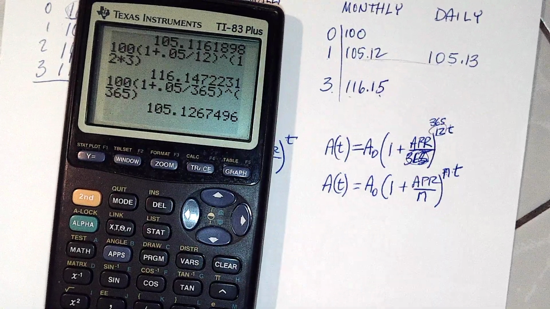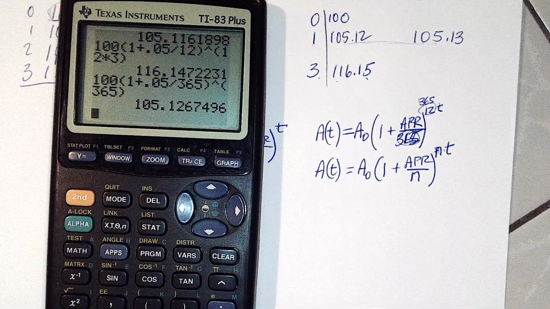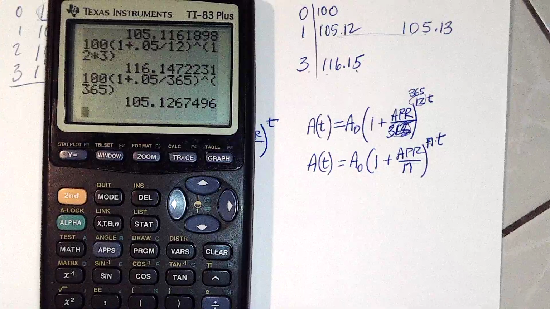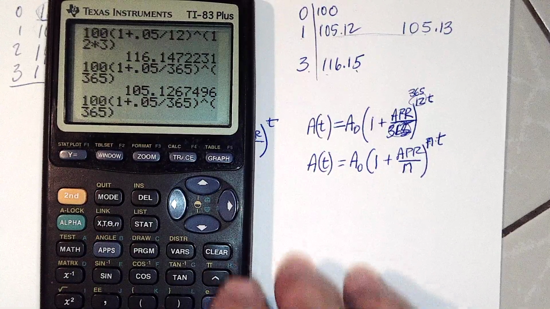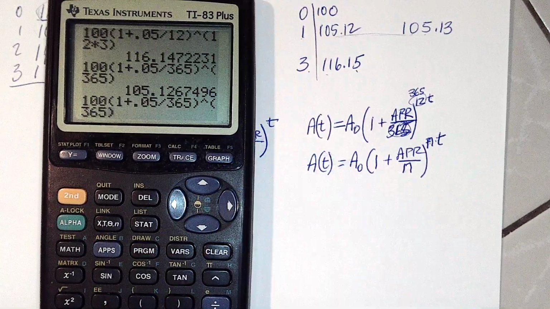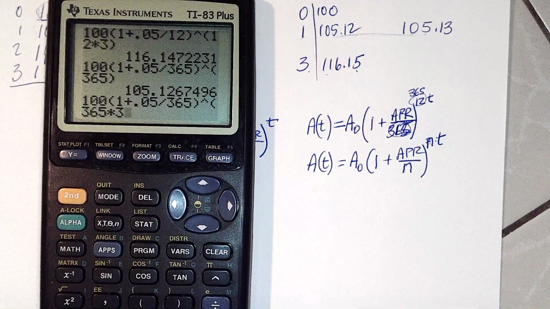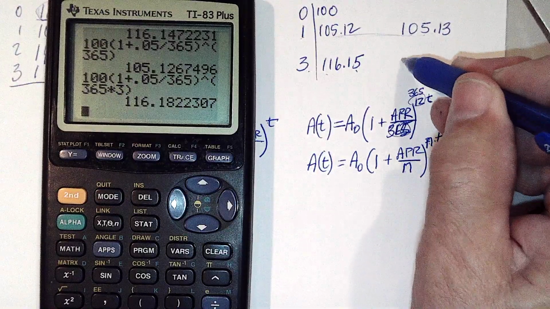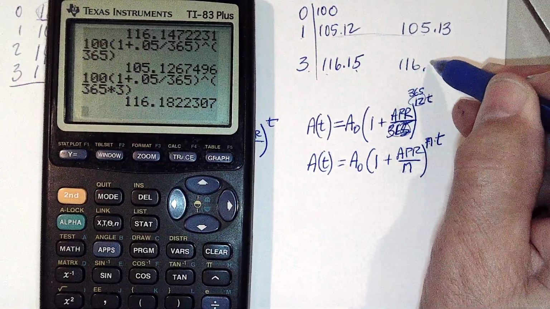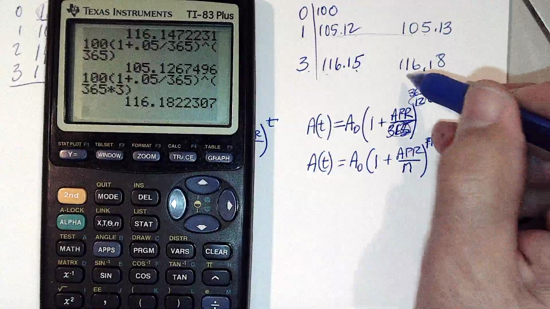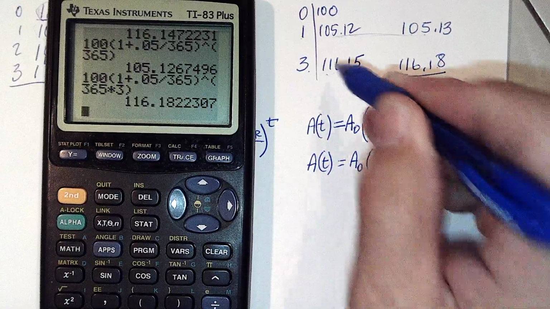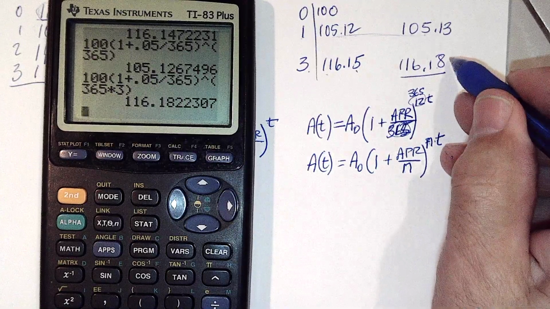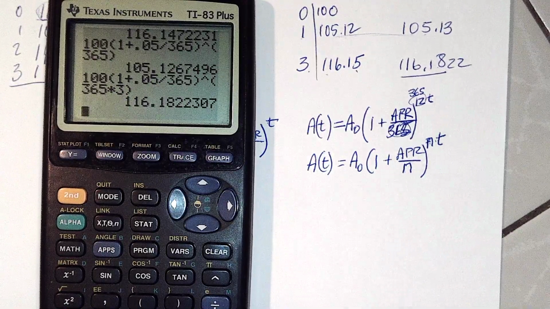What happens is it shows up a significant difference in the long run. 3 years is not a long run, but let's see what it would be in 3 years. So I'm going to bring this back, and I'm going to take my 365 times 3 for 3 years. And now I'm at 116.18. So a little bit better than monthly. I'll just put that on the page just to keep track of what's going on here.